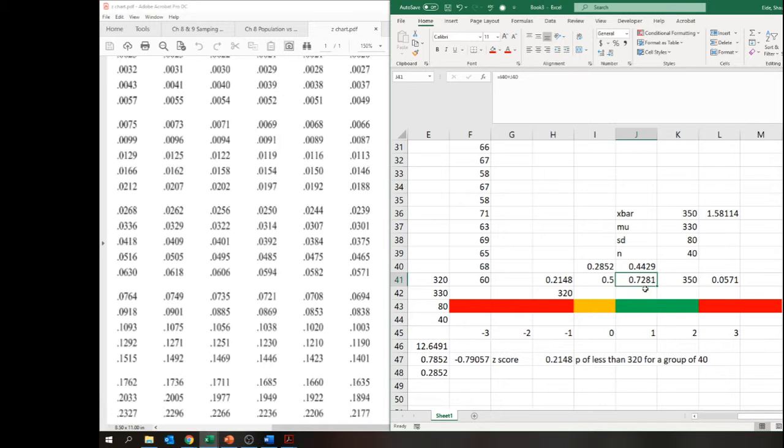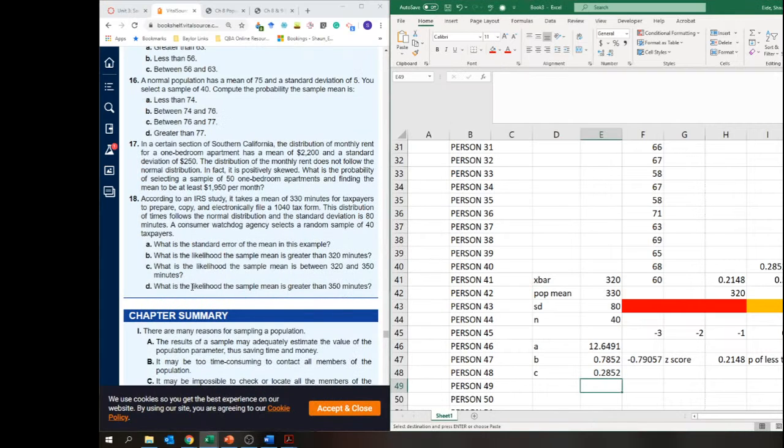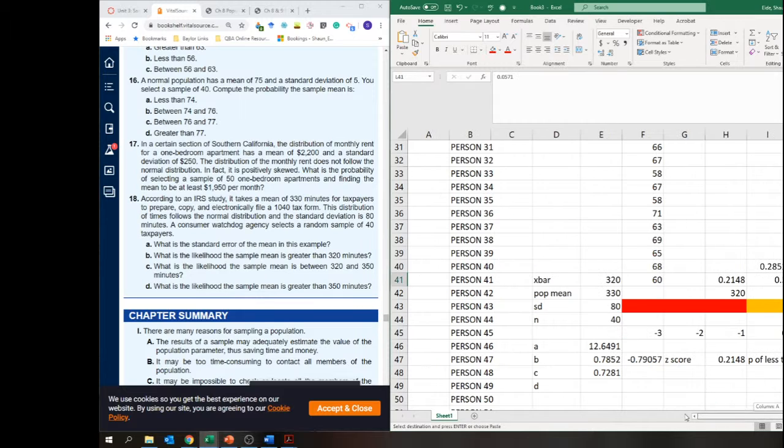So I'm going to Control C, Control, I think that this is it. This is C. Control X. There we go. C. And then D is going to be this one right here. Control C. Control V. And that should be it.